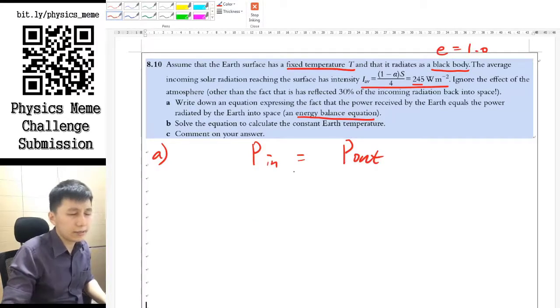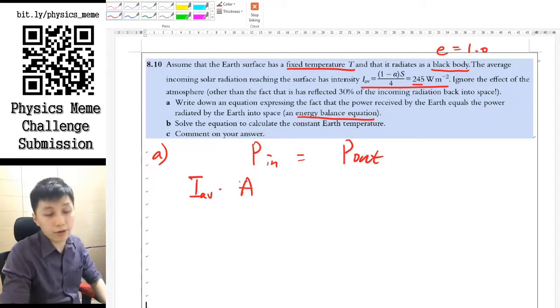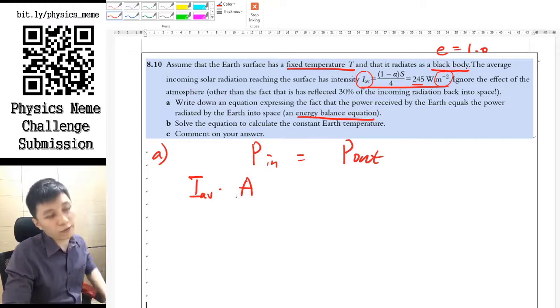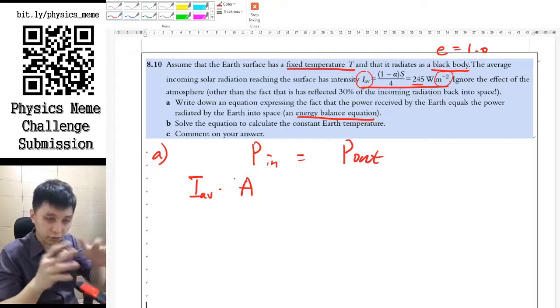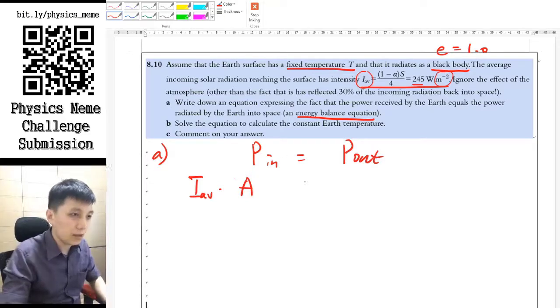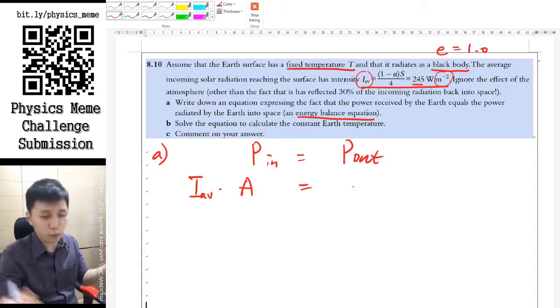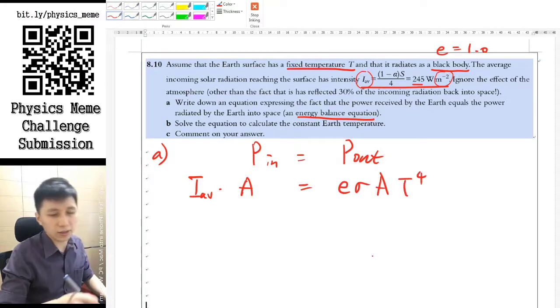A few moments later. Alright, so for the power coming in, it would simply be I_AV times the area, because this again is not power, it's just intensity. If you look at the unit, it is watts per meter squared. So that's why we have to multiply by the area, and this area is regarding the Earth's surface, so the spherical surface. As for power out, then it is the radiation equation.